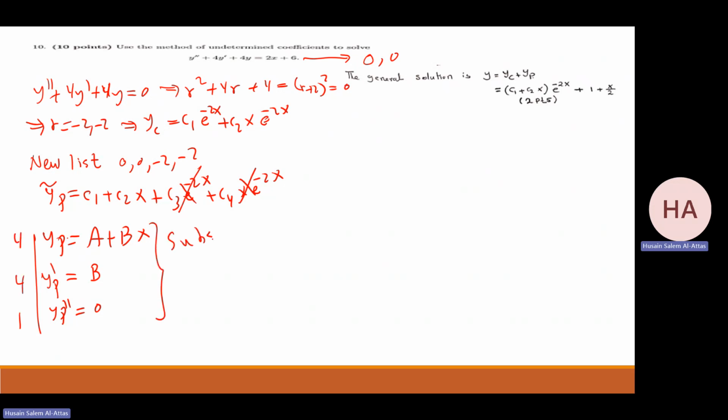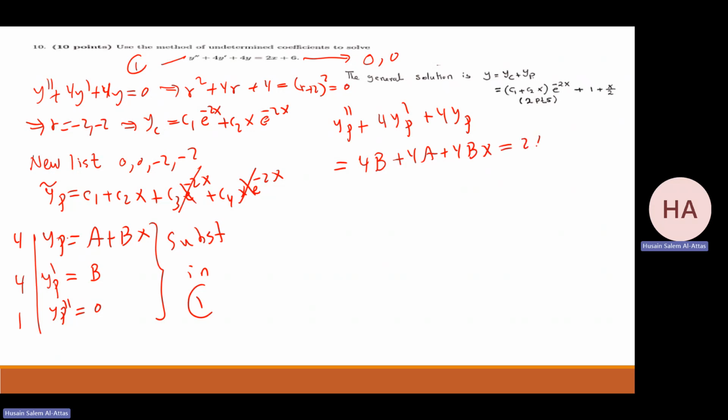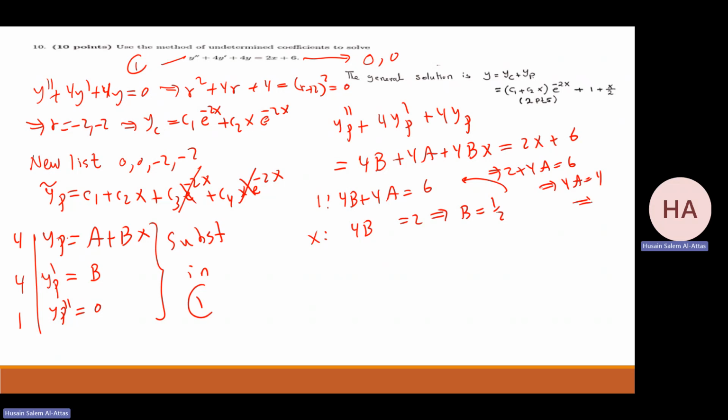So substitute in 1. And this is 1. So I have YP double prime plus 4YP prime plus 4YP. That should equal to what? 4B plus 4A plus 4BX. And that should equal to x plus 6. So I have what? Coefficient of 1 is 4B plus 4A, and that should equal to 6. Coefficient of x, I have 4B, should equal to 2. So B equal half. Plug it here. So I have what? 2 plus 4A equals 6. So 4A equal 4. So A equal 1.